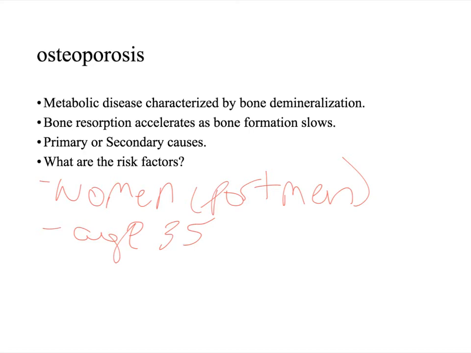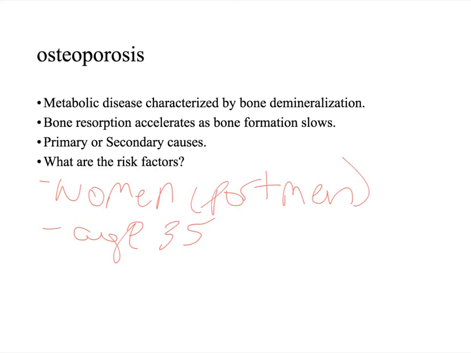And like I said, secondary means that it's due to another disease process or sometimes medications that the patient takes. Steroids are a very common cause of secondary osteoporosis. People who are on long-term steroids for a chronic condition are at risk for osteoporosis.